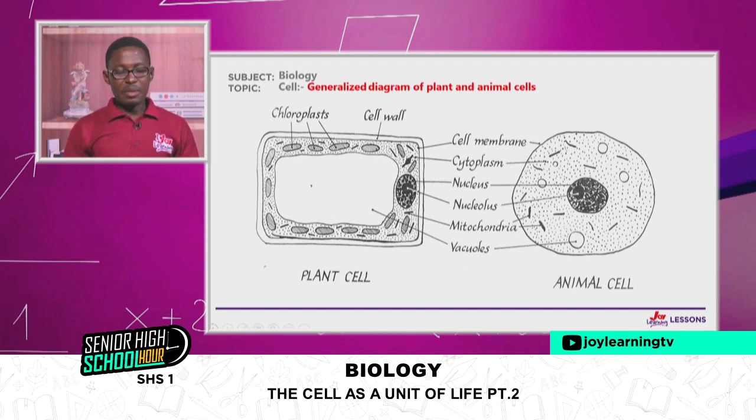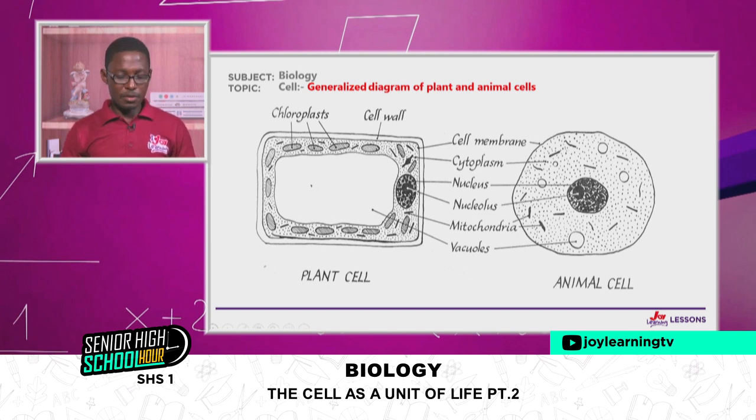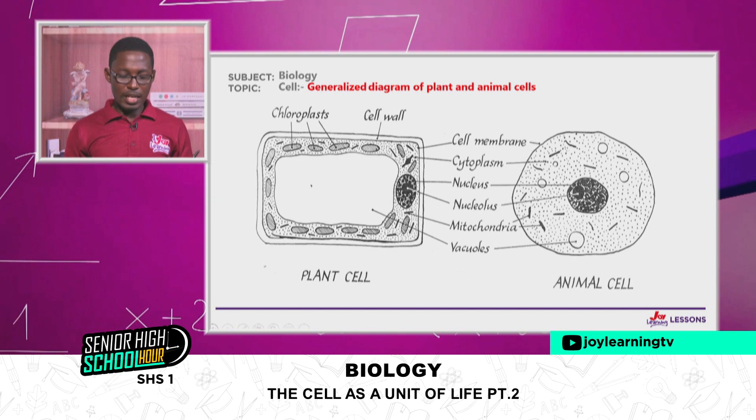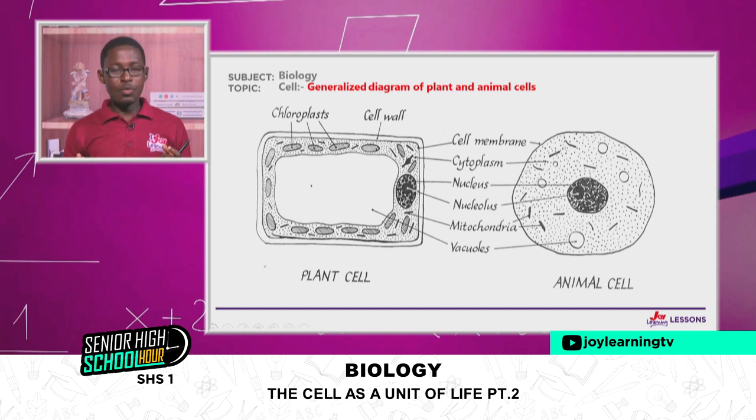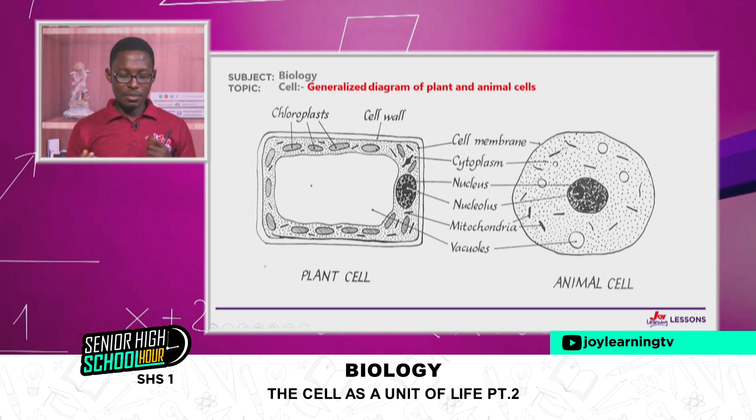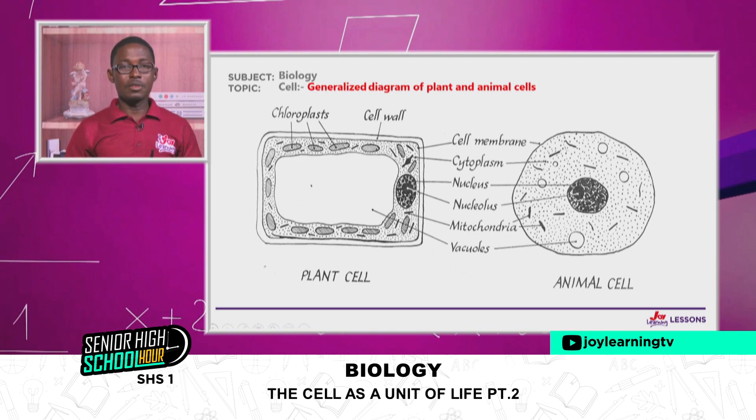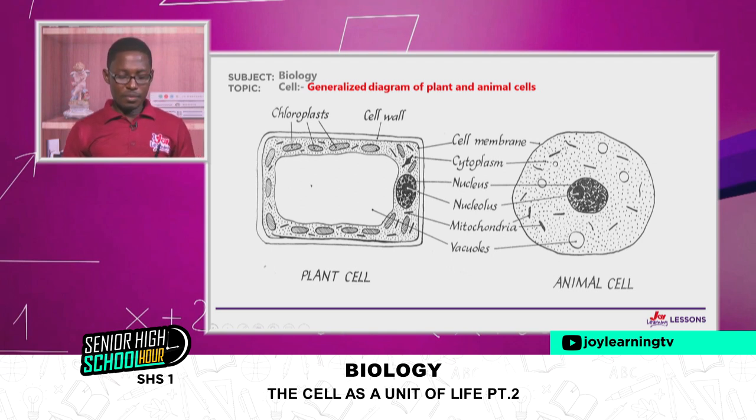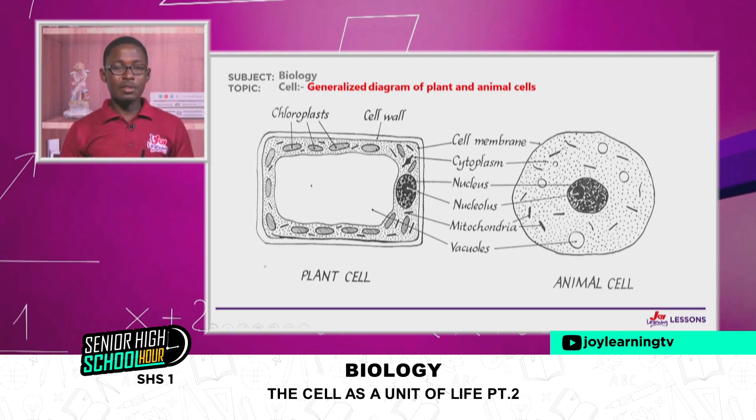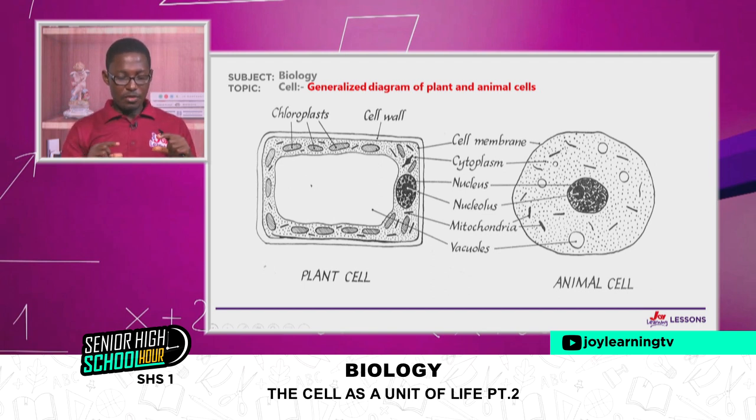On your left, you have the plant cell. On your right, you have the animal cell. Take some seconds to look at how we've depicted certain things in both sides. Some names point to the same thing in both cells. Use observational skills that we've taught you in Form 1. Look at it very, very well.